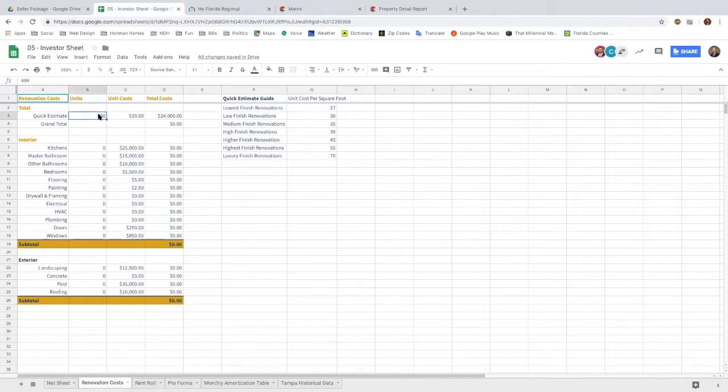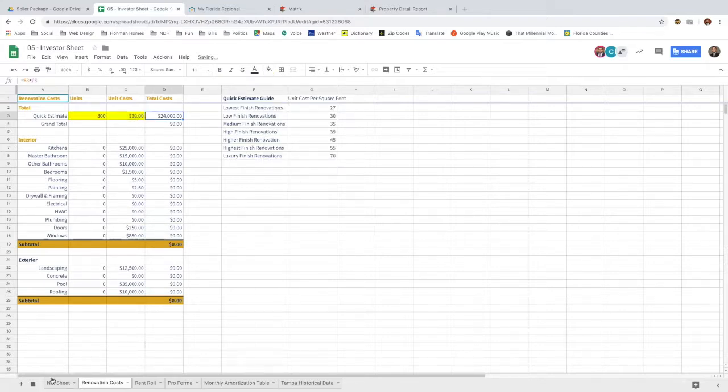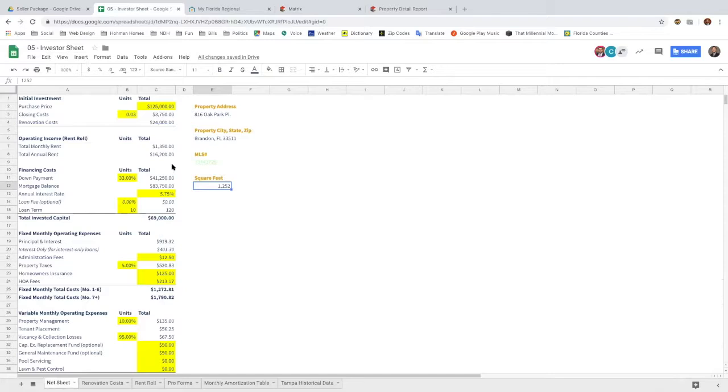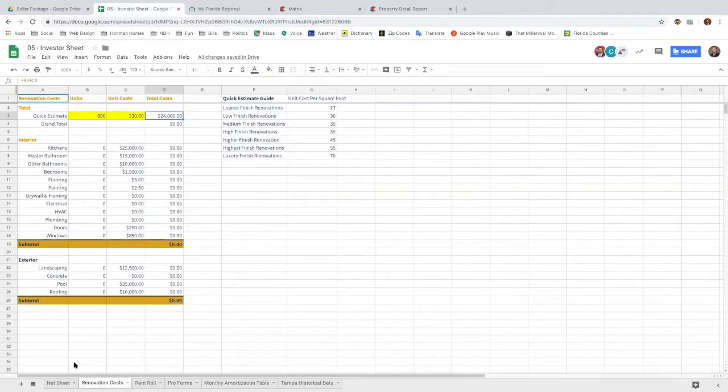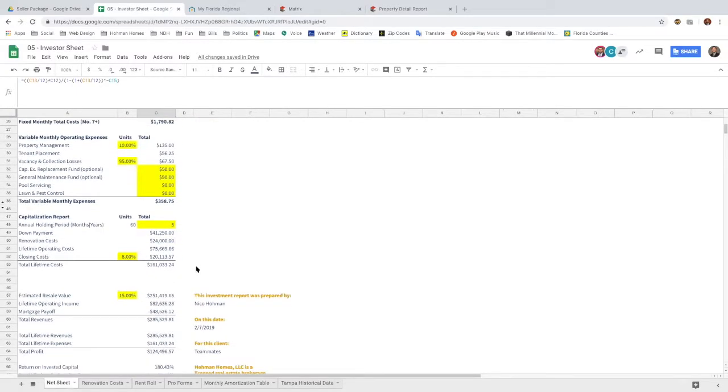So the only two numbers that we need to really touch here are the square foot units and the unit cost of this particular property. Those are the ones that we need to adjust. And then automatically that renovation cost is going to pull from that tab and be entered into our spreadsheet here. So now we know as an investor what the purchase price of the property is, how much our closing costs are going to be, what the renovation costs are, and then what our down payment amount is.